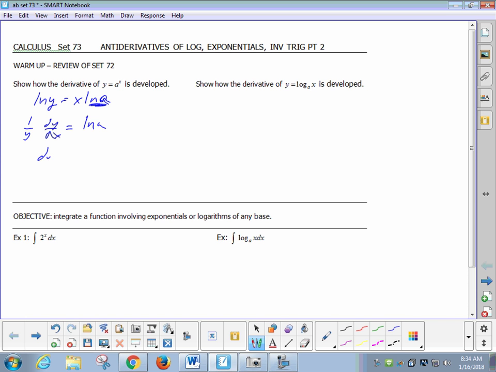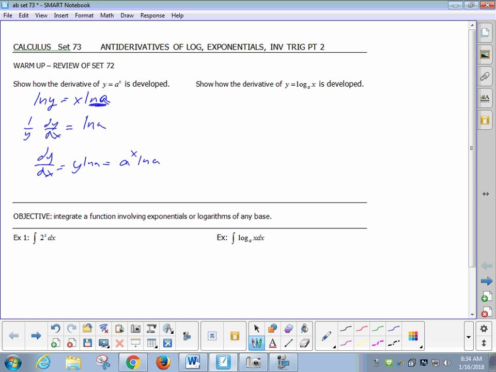So dy/dx is y times natural log of a, which is a to the x natural log of a. Now remember that in a second when we go to take the antiderivative. Excuse me. Somebody get me started on the next one.